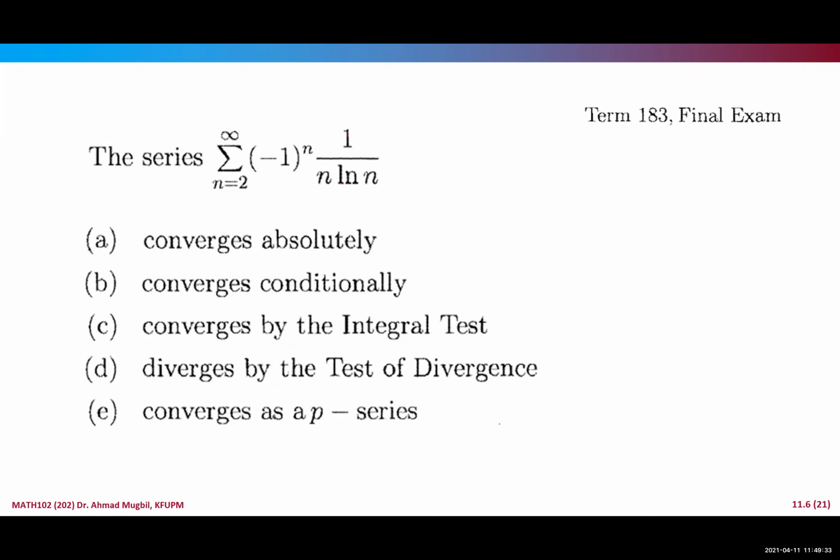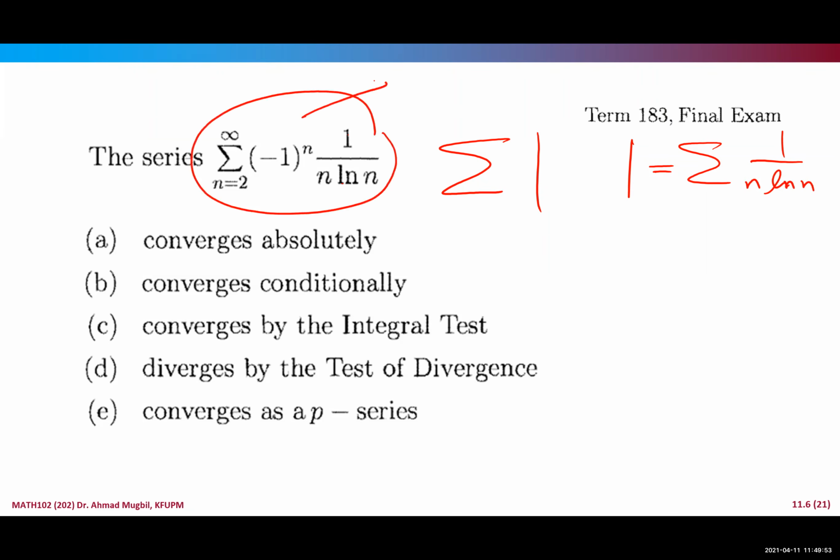Now, if the test for divergence doesn't work, what will you think about, Shabab? Think about the series of the absolute value. If it is absolutely convergent, it is convergent. Otherwise, you will think further. So what is the series of the absolute value? It is 1 over n ln n. The original series, by the way, is convergent by the alternating series test.